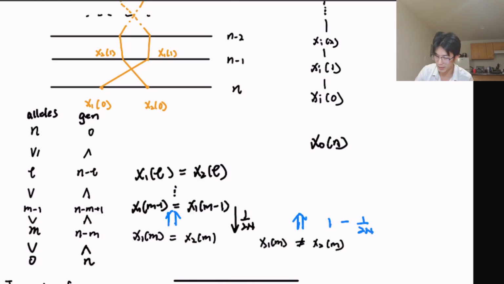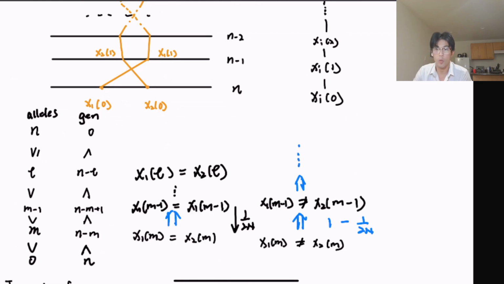And where do we reach? We reach x1(m-1) does not equal x2(m-1). And we keep iterating, right? We can still do the induction step here. And what happens at the initial generation? x1n cannot equal x2n. But what is the probability of this happening?